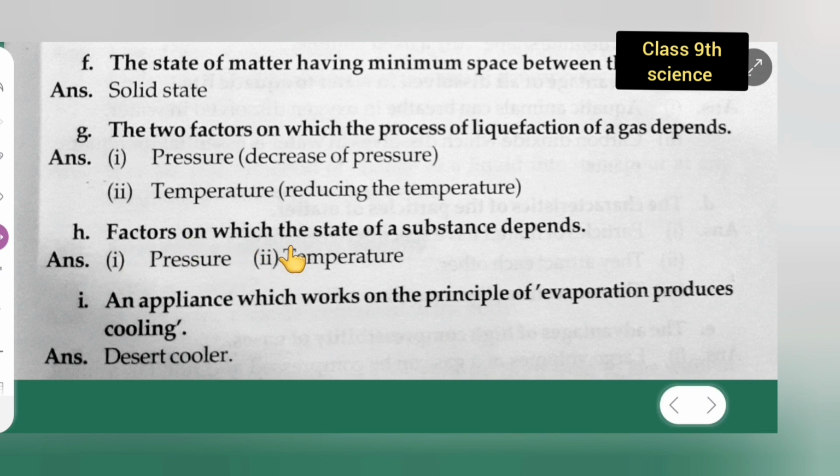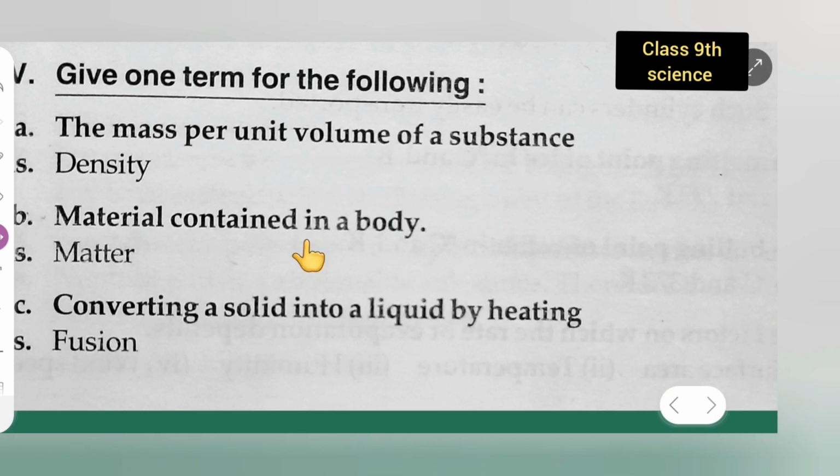So, factors on which the state of substances depends. Answer is: first is pressure, second is temperature, okay? These are the factors on which the state of matter depends, okay? Pressure and temperature. So an appliance which works on the principle of evaporation produces cooling, okay? Desert cooler is the correct answer. Next, moving towards the next part.